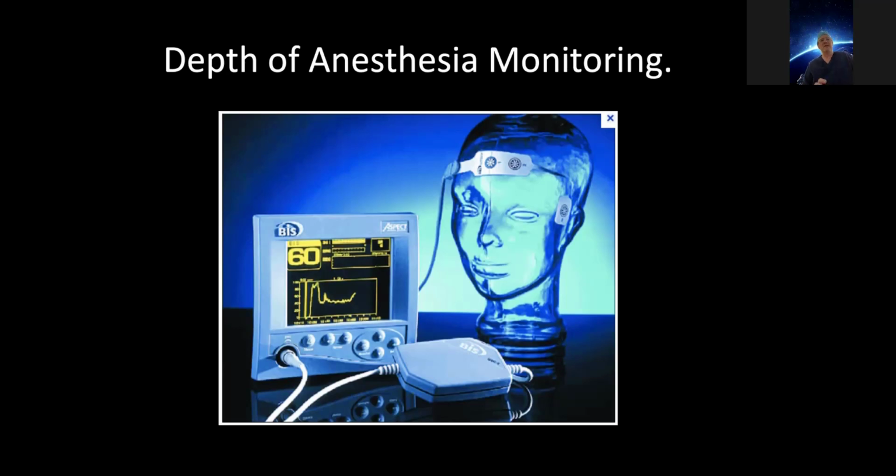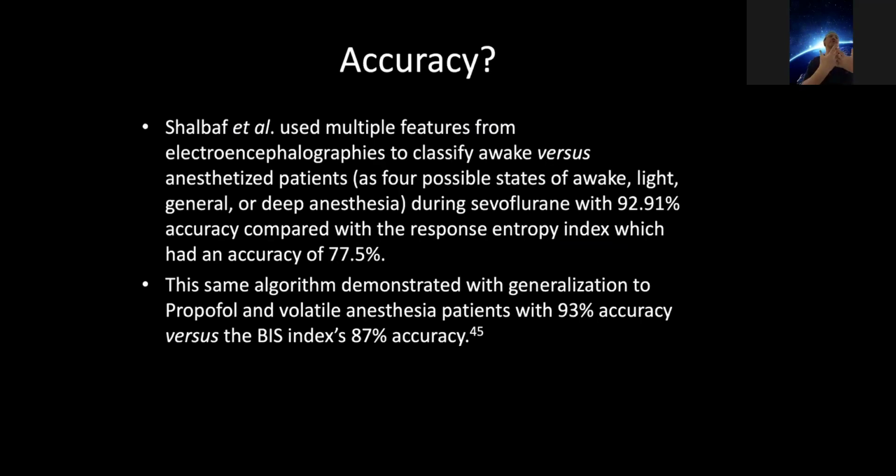Now, the next slide shows you how you can improve this tool. So basically what people have done is look at the accuracy of these tools. They looked at 4 possible states based on something like the BIS, or an entropy index, which is very similar to the bispectral index. So 4 possible states of patients: either awake, light anesthesia, or deep anesthesia. And this, for example, was done in patients who underwent anesthesia using volatile anesthetics, in this case sevoflurane.